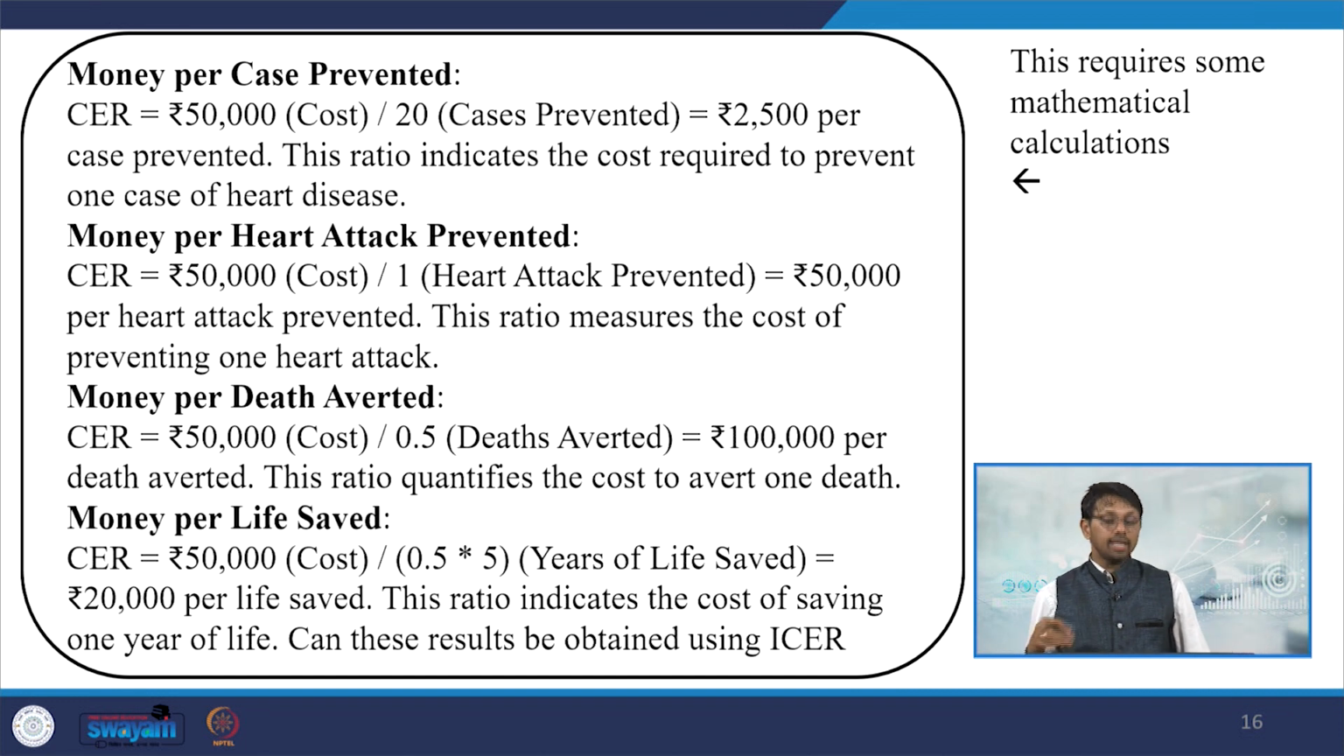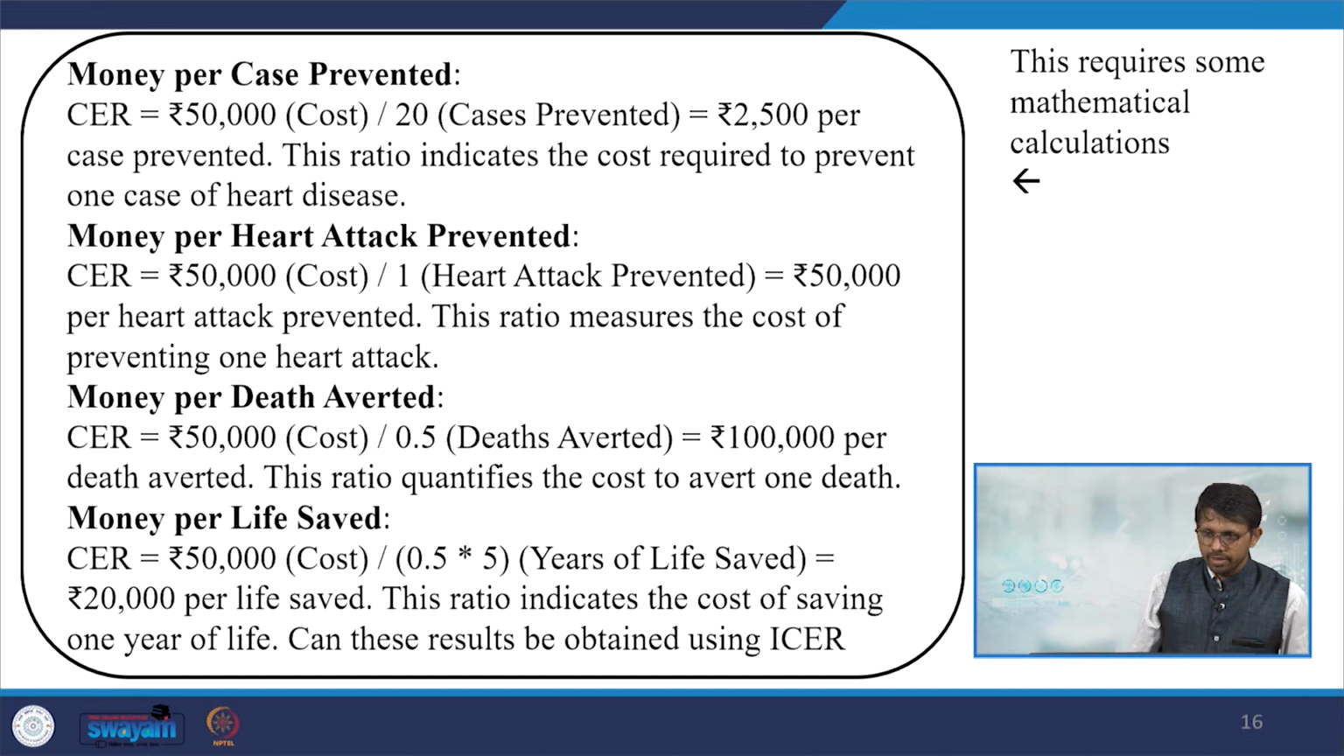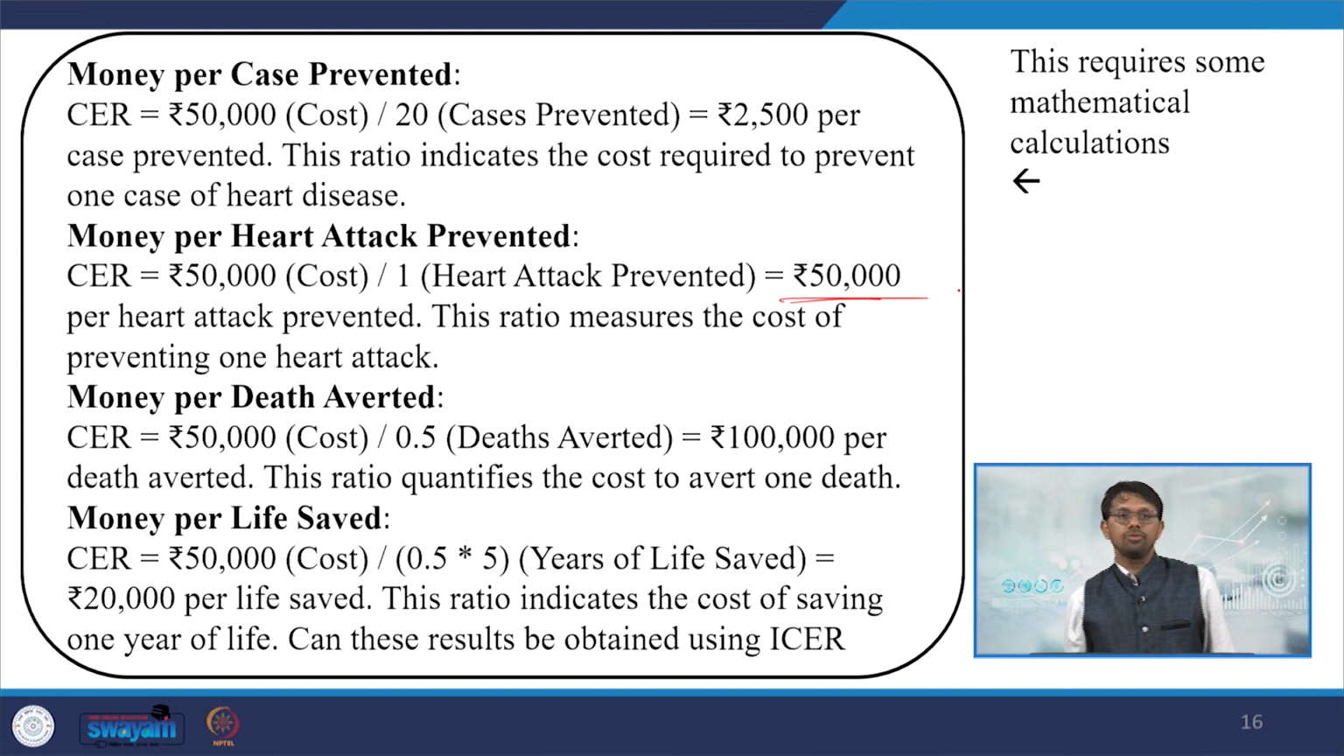Money per heart attack prevented can also be calculated. In that case, it will be 50,000 rupees for one heart attack. This ratio measures the cost of preventing one heart attack. Another one is money per death averted as well.